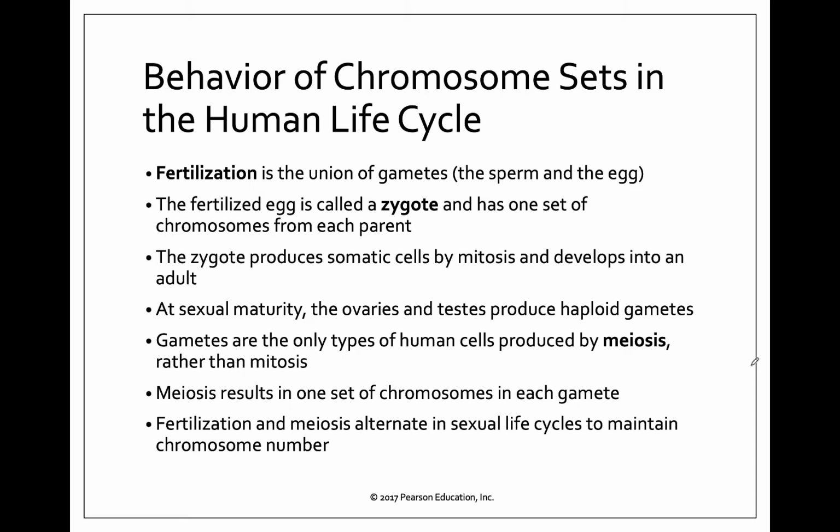So let's talk a little bit about the reproductive life cycles. So hopefully you're familiar with the human life cycle and how that happens. So what happens first is we're going to go through meiosis, and we're going to form eggs and sperm. These are our gametes.